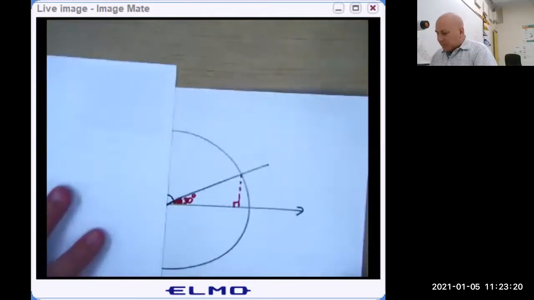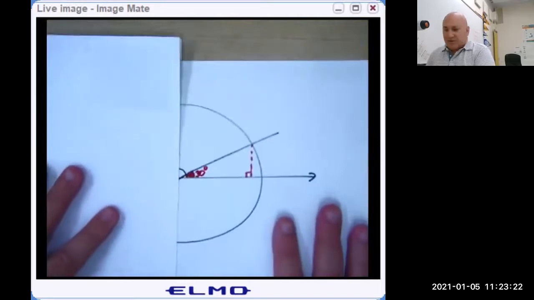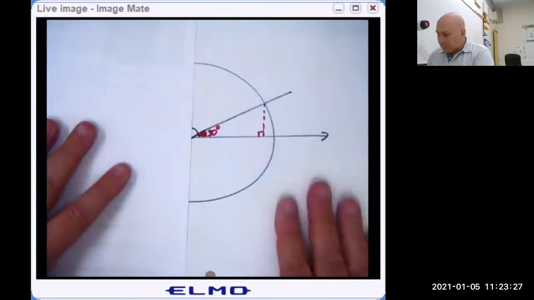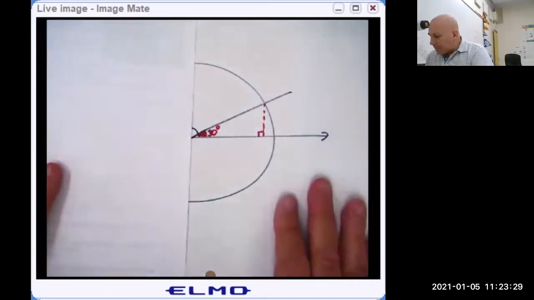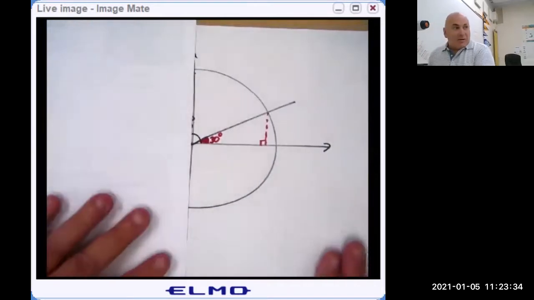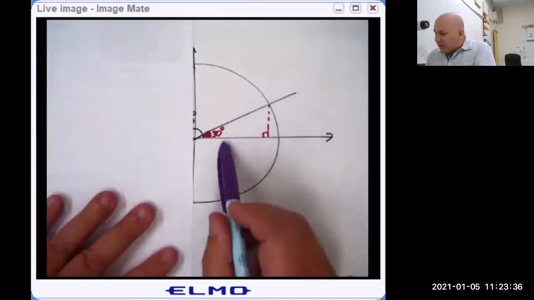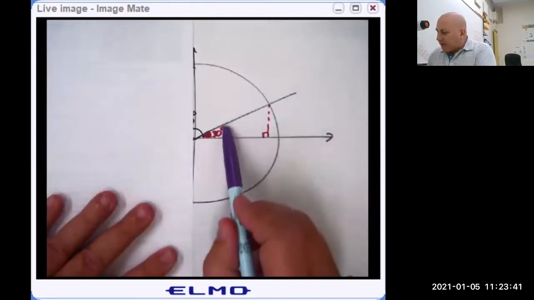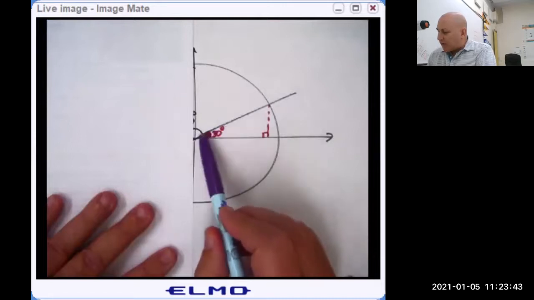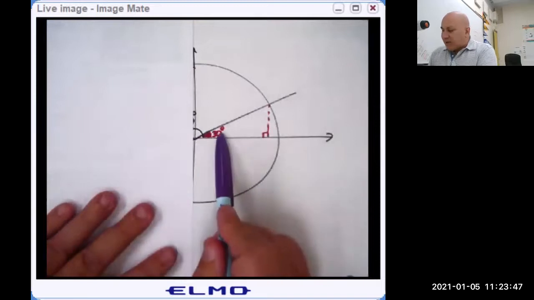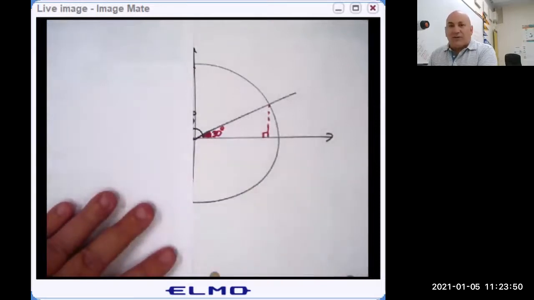Let's start here with a 30-degree angle. Now, would we all agree that this is my x-axis and this is an acute angle that the terminal side makes with the x-axis? So that 30-degree angle is its own reference angle.